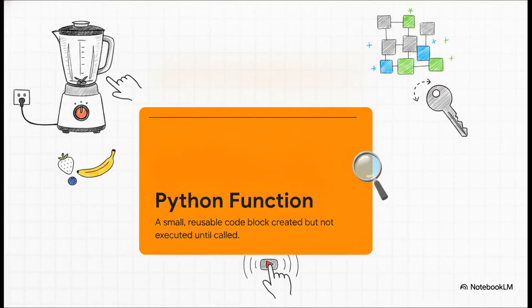First things first, what actually is a function? Well, at its core, it's a small, reusable block of code. But here's the kicker, the absolutely crucial part. It's created, but it's not executed until you explicitly call it. It literally just sits there, completely idle in your code, waiting for you to turn the key. It's kind of like a blender sitting on your kitchen counter, right? It's fully built, it's ready to go, but it's not going to do a single thing until you actually walk over and push the button.